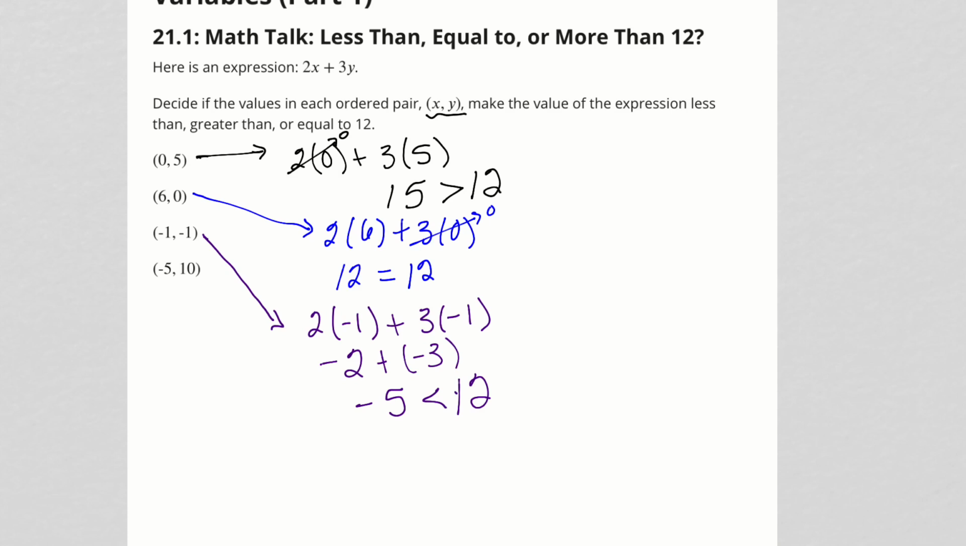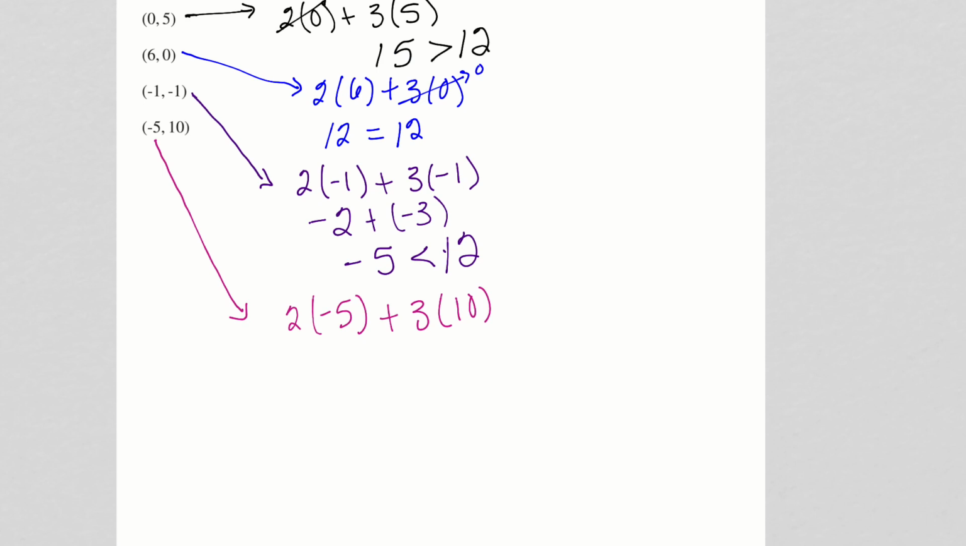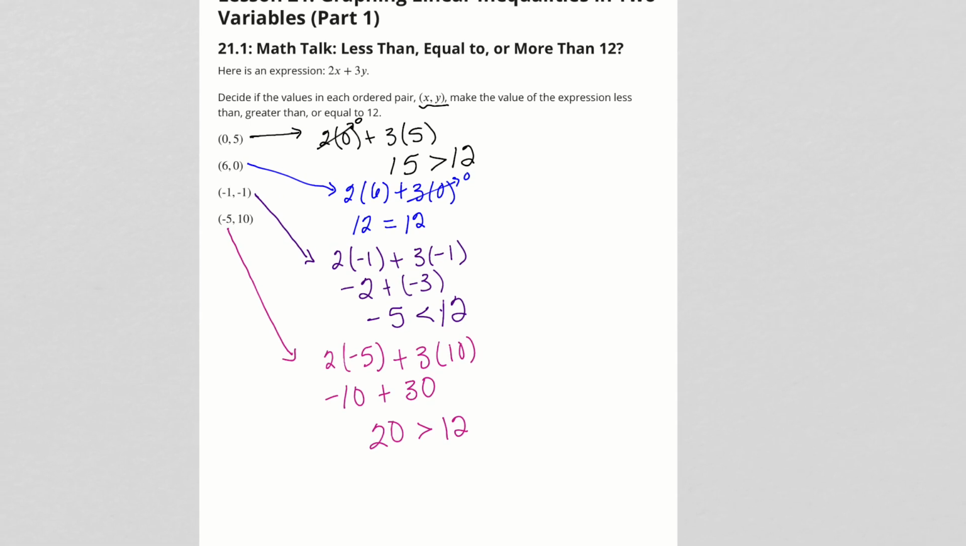It'll be all right. And lastly, we are going to do negative 5 and 10. So we're going to have 2 times negative 5 plus 3 times 10. 2 times negative 5 is going to be negative 10. Plus 3 times 10 is going to be 30. Negative 10 plus 30 is 20. Again, a reminder for whenever you are adding numbers together: if you have a positive and a negative, you subtract the numbers and keep the sign of the bigger one. So 20 is going to be greater than 12. All right, let's go to the next page.